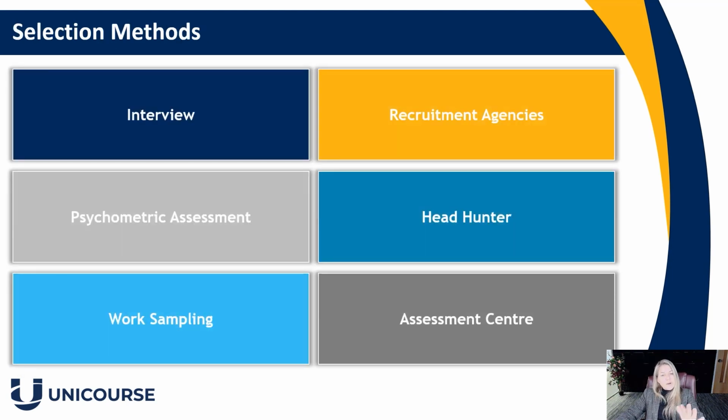Okay, so let's look now a little bit more on selection. So how do we go about selecting the candidates? It can be a really, really big job. If you recruit using recruitment agencies, it can be a little bit easier. Obviously, if you're using headhunters, you might get given people based on their experience. There are many different ways of selecting people.